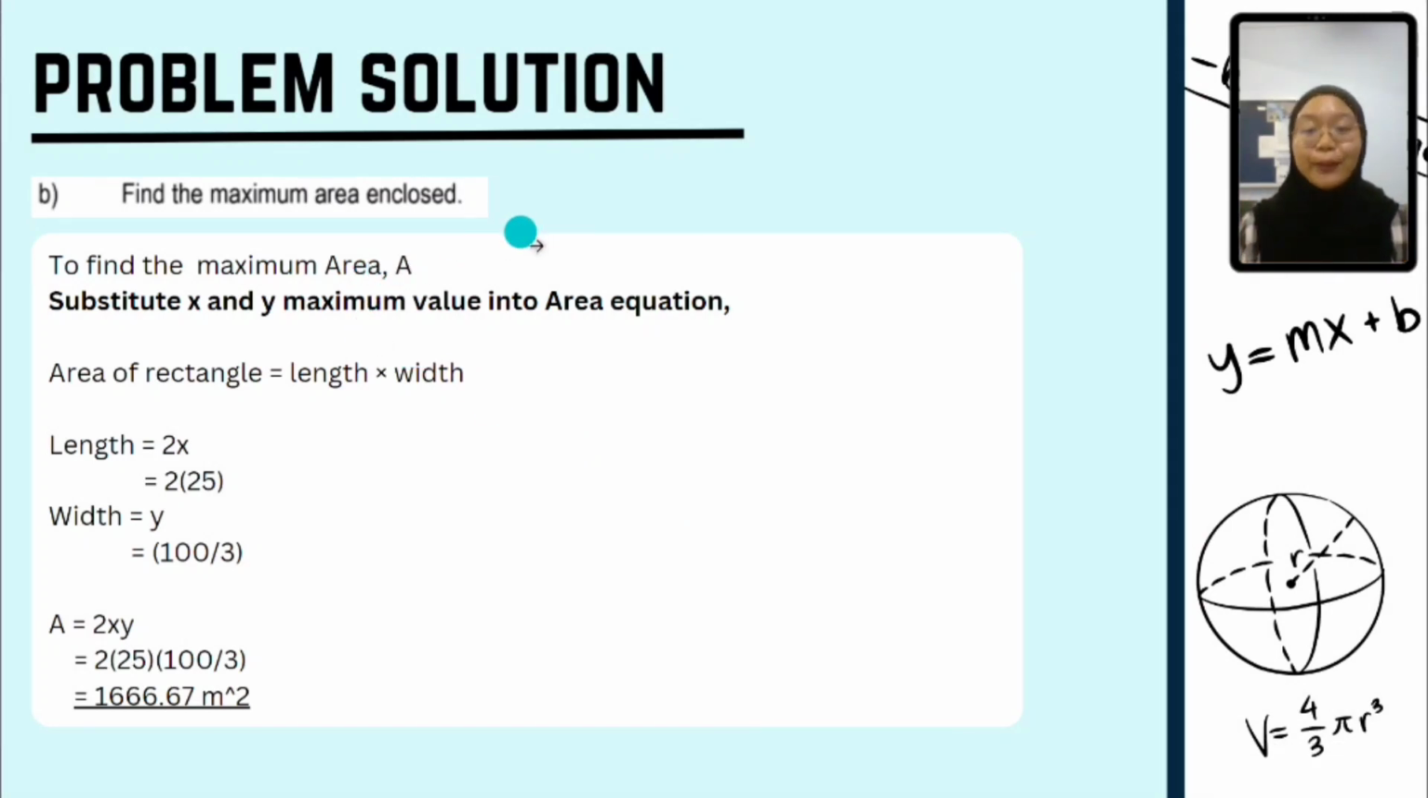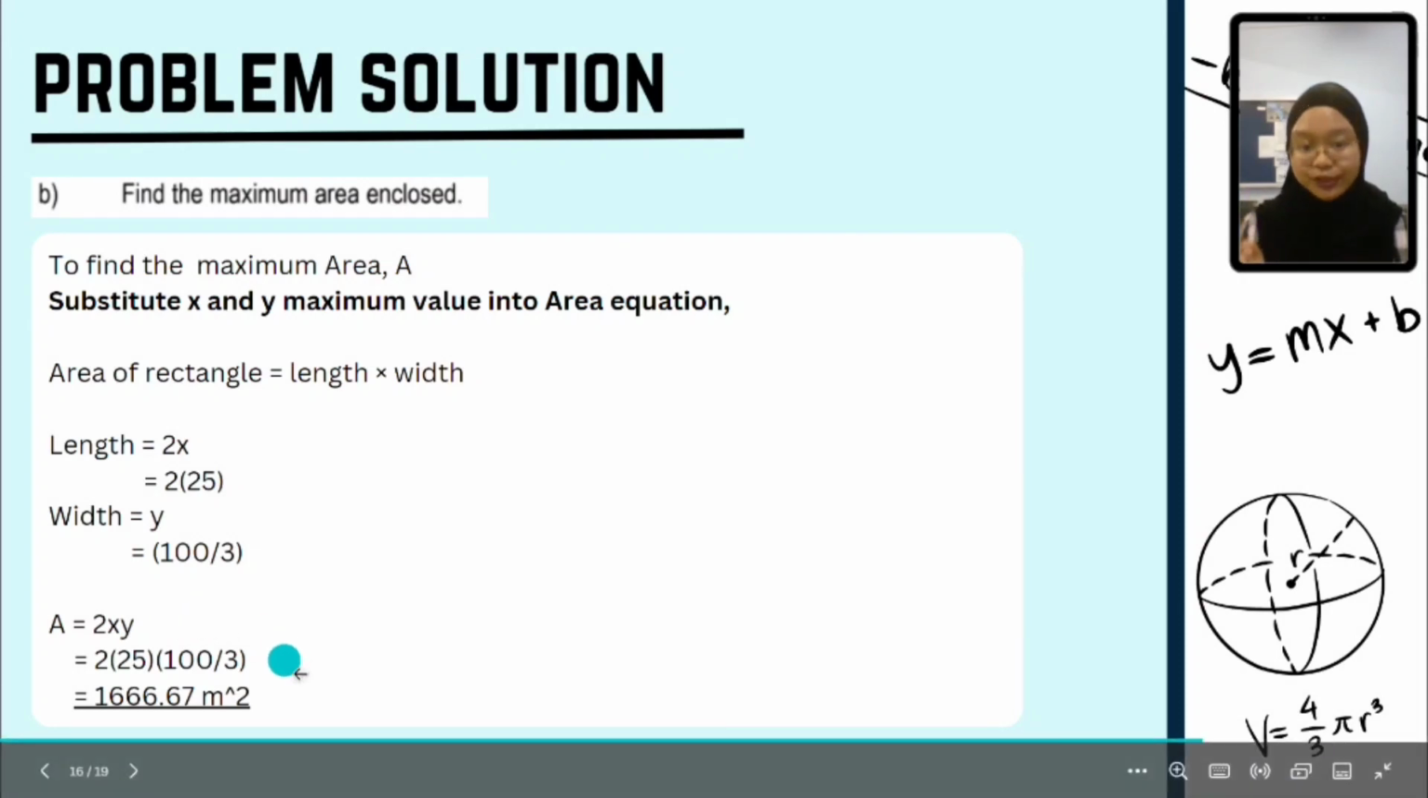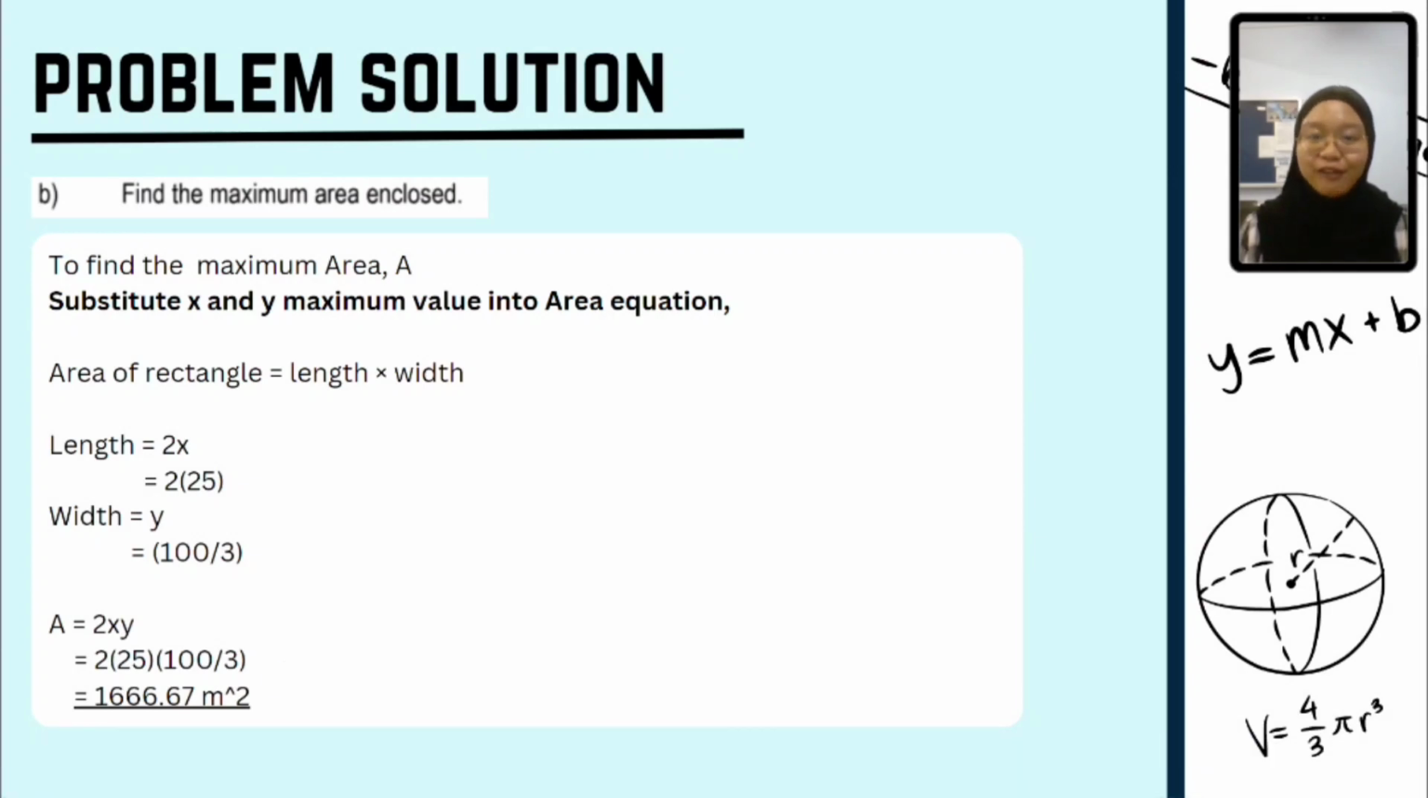Now, let's look at the problem solution for B. Find the maximum area. To find the maximum area, we substitute the maximum values of x and y into the area equation of the rectangle, length times width. The maximum value for x is 25 and the maximum value for y is 100 over 3. Then, we substitute the values into the area equation, 2x times y. That will be equal to 2 times 25 times 100 over 3, and we get the answer of 1666.67 meters squared.